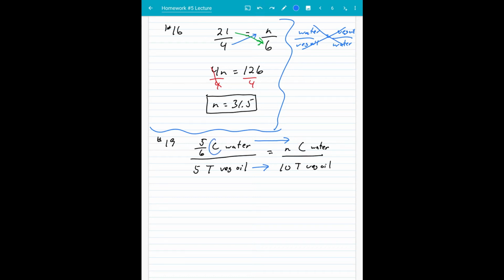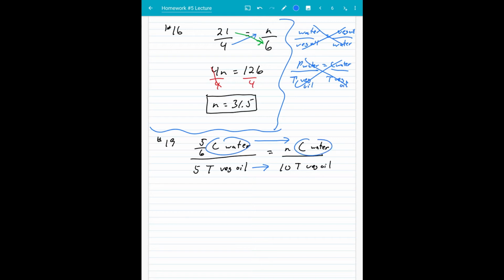If one of them said a pint of water and the other one said a cup of water, and the two bottom ones still said tablespoons of veggie oil, it's still not proportional because even though it's water to water, it's not pints to pints or cups to cups. You would have to convert. So this would also be wrong. You have to make sure the entire unit of measurement is there.